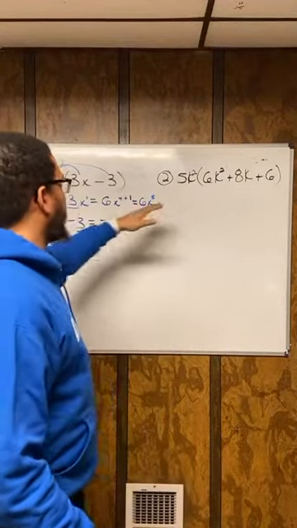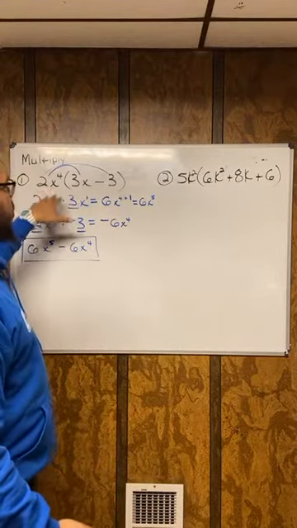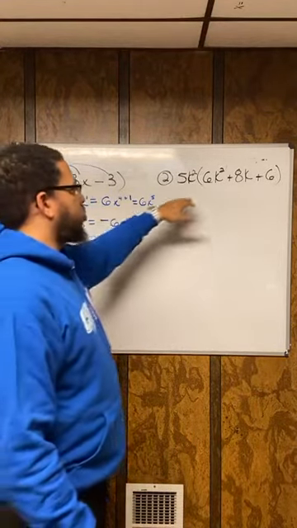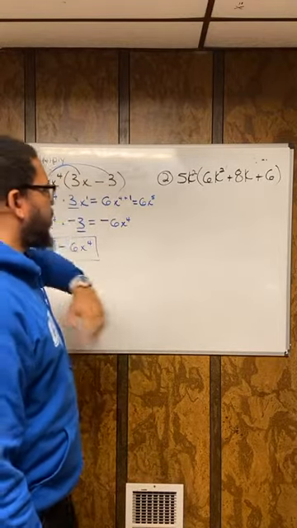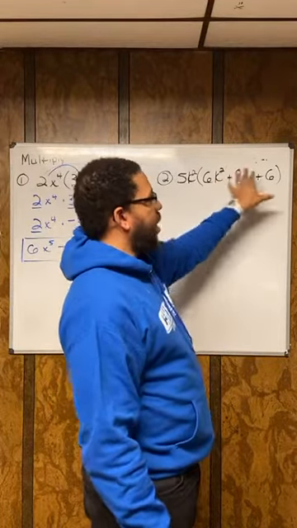Observe how number 2 is different from number 1. Number 1 has a term outside. Number 2 has a term outside. Number 1 has an expression inside parentheses. Number 2 has an expression inside parentheses.